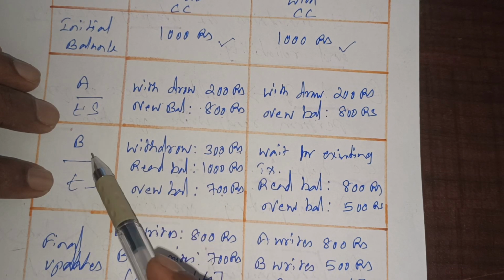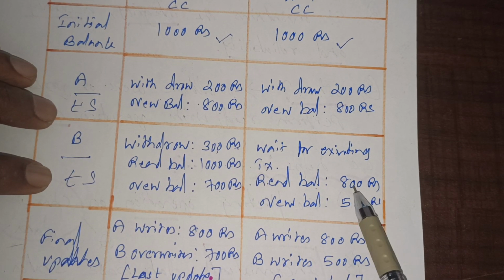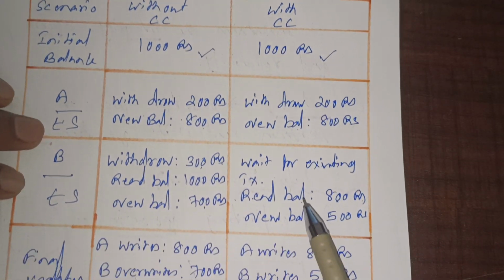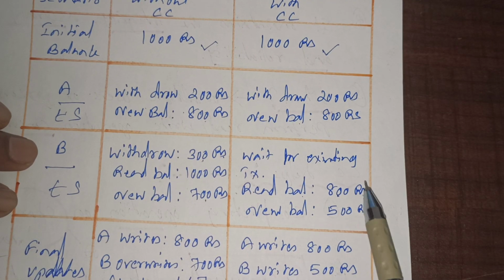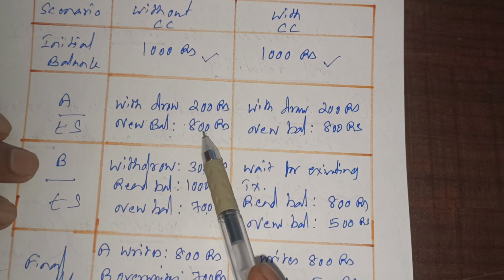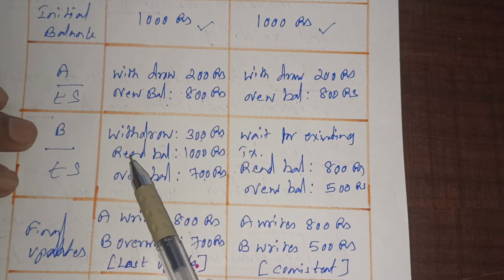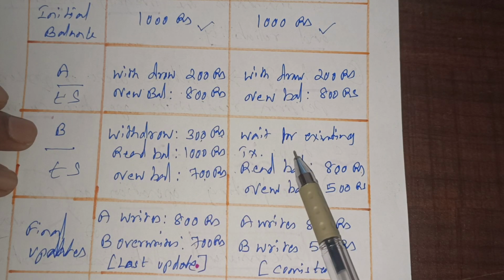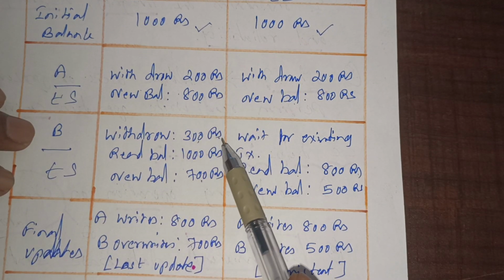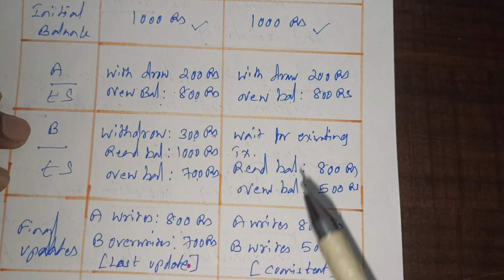After milliseconds of time, B initiates the transaction. So now B reads the balance as 800 rupees. I am talking about with concurrency control. How did it happen? Because A has already initiated the withdrawal of 200 rupees, the balance is 800 rupees here. So if B wants to transact, that is, withdrawing 300 rupees, then it will check the balance as 800 rupees only. It is not 1000, right? So that is actually called with concurrency control.